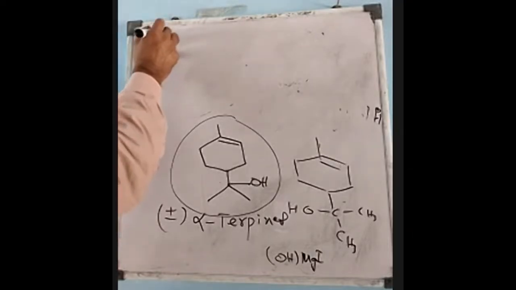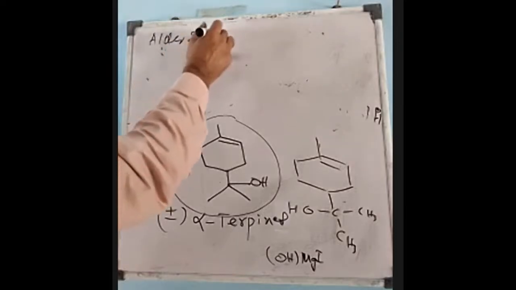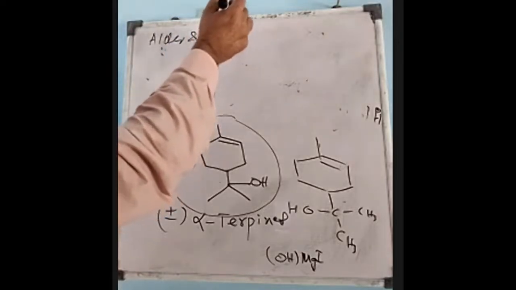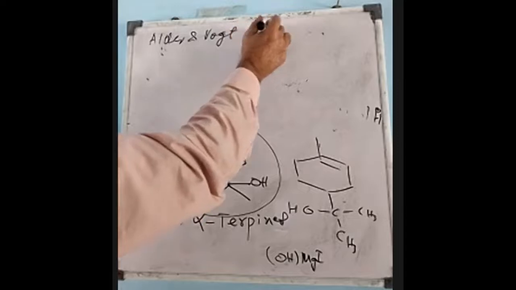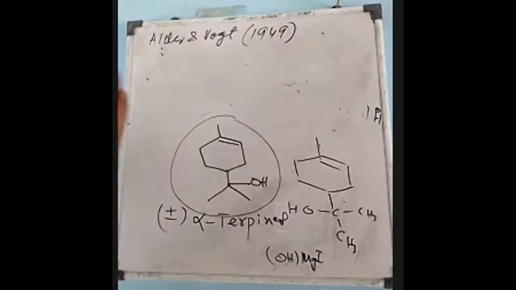So now let me write here, and this makes sense. It was given by Alder and Diels in 1949. This is the simplest method, and this way we have done the Diels-Alder reaction.